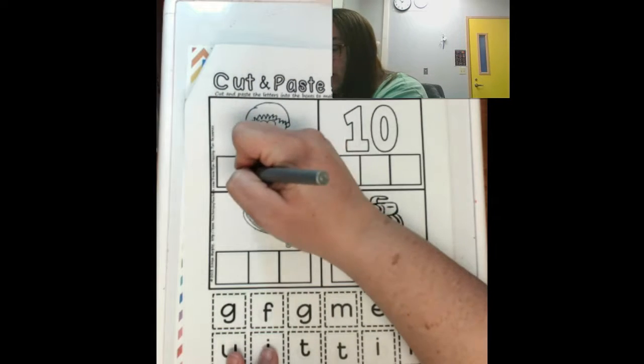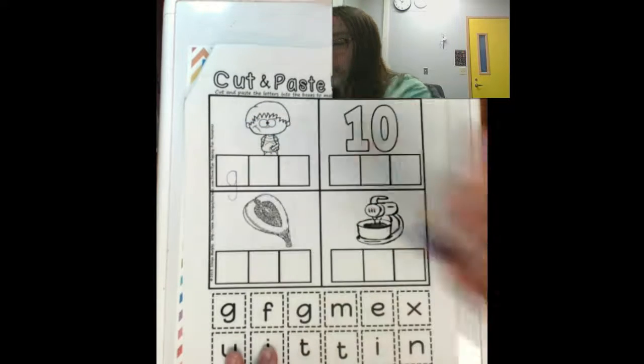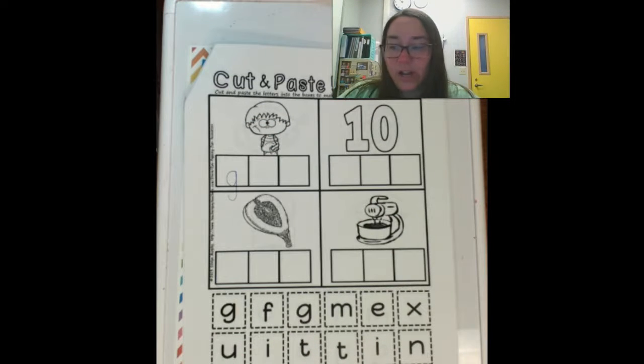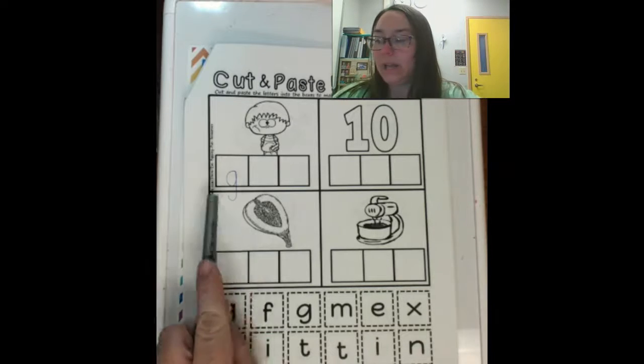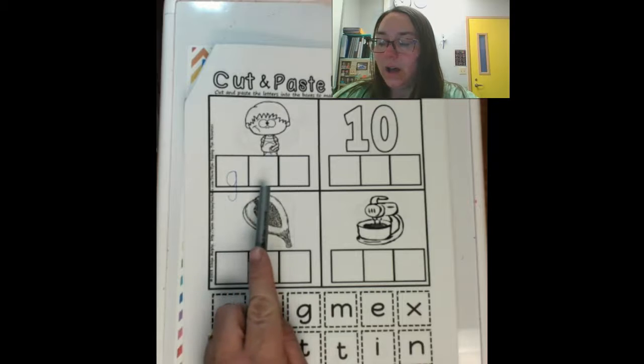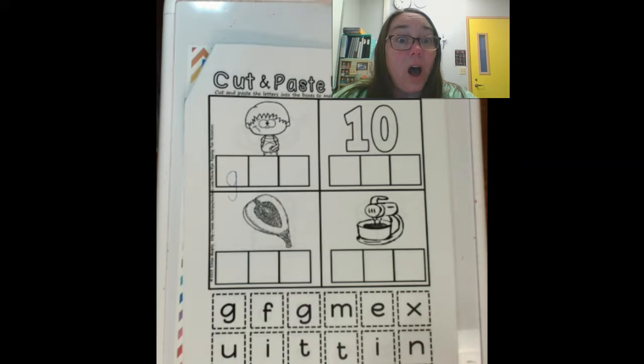So magic C turns to a G. And it's okay if your G kind of goes into the box below because it's a hang below letter. We've got our tall letters, our short letters, and our hang below letters. And G is a hang below letter. All right, ready? G, u.